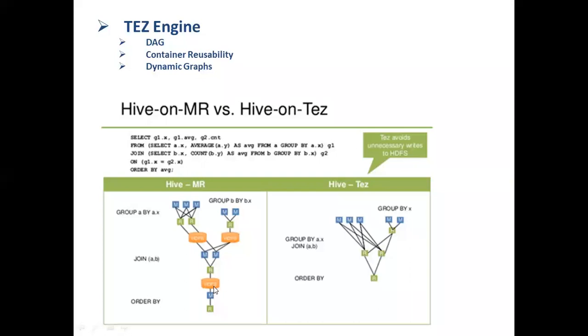Then again it writes the data into the HDFS file system. Then for the order by, a third MapReduce program is created, which processes with a mapper and reducer, and then the final output is written.